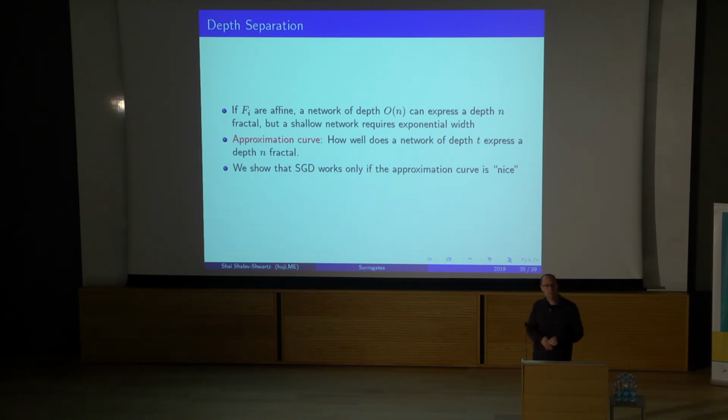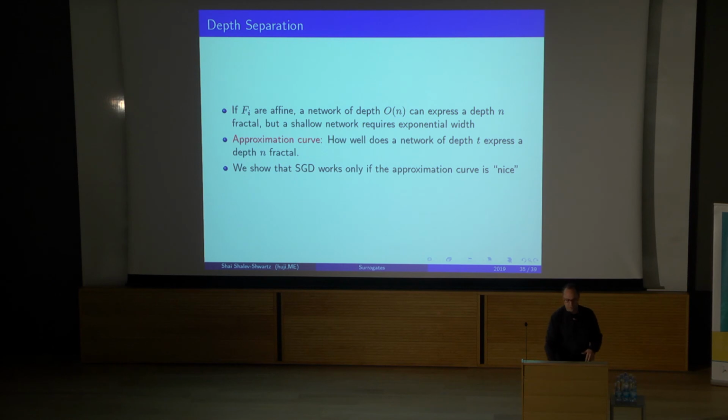So to do this, we looked at the approximation curve. The approximation curve tells you, you know that you need a deep network, but maybe you gain something by using a shallow network. How much of the error can you explain with a shallow network? What we show is that if there is strong depth separation, meaning that you cannot express anything in a shallow network, only in a deep network, then SGD cannot learn them either. You can only use depth if there is also approximation by a shallow network.